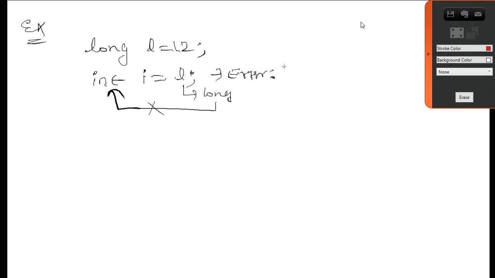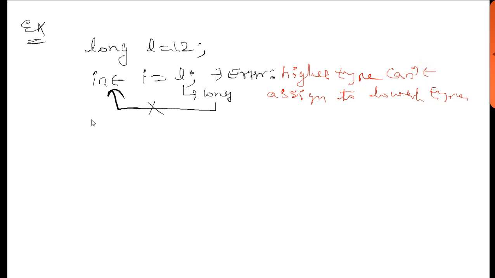That is a higher type. A higher type can't be assigned to a lower type. Long is higher and this I is lower. Therefore this type of conversion is not allowed. Okay, so this is what happens with it. Clear? Do you understand that, please? So this is the error.